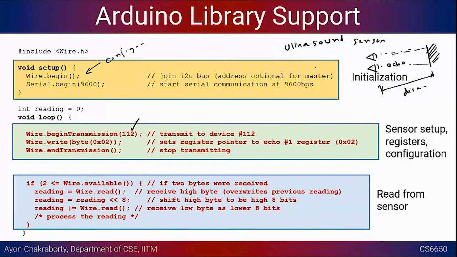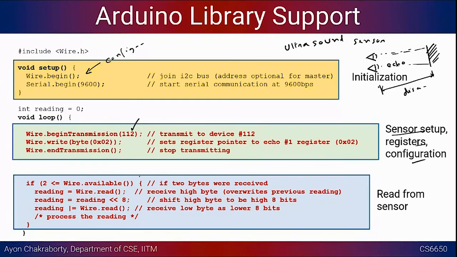What we do is pass the address of the particular sensor so that it is discovered on the I2C bus, and then we do some register configurations and end the transmission. This is what I have marked as sensor setup: setting up the registers and putting in some initial configuration. Once this is done, we keep on reading data out of the sensor.